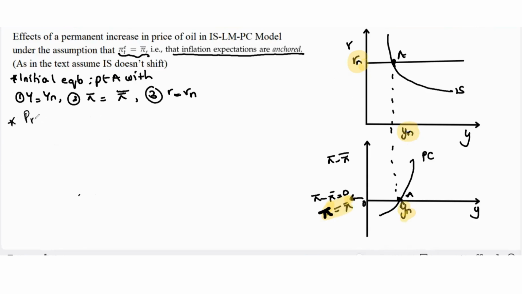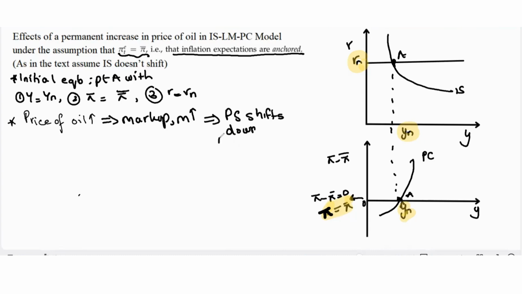Now let's say the price of oil increases. The text models the increase in the price of oil as an increase in the markup. So the markup M increases. This is how the increase in the price of oil is modeled in the text. As a result of this, we know in the WSPS model, PS shifts down. We've done this in detail, so we're not going to look at it again.